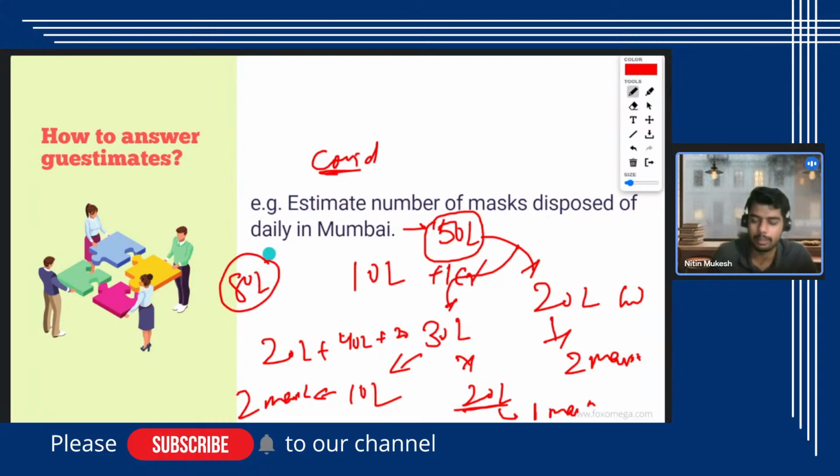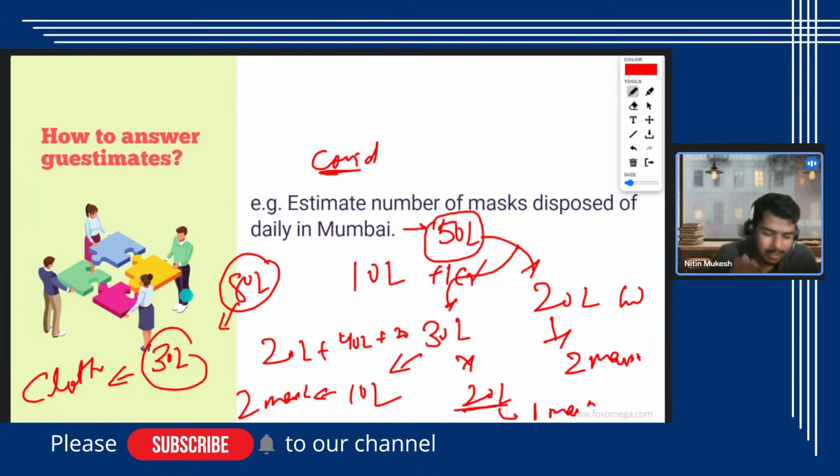This is just an assumption. It may happen that out of 80 lakh masks, let's say 30 lakh masks are cloth masks that people actually wash and reuse. It's an assumption, it's not going to be any concrete number. Then you can say that okay, 50 lakh masks are disposed of daily in Mumbai. So this is just a number that you can use to answer a guesstimate.